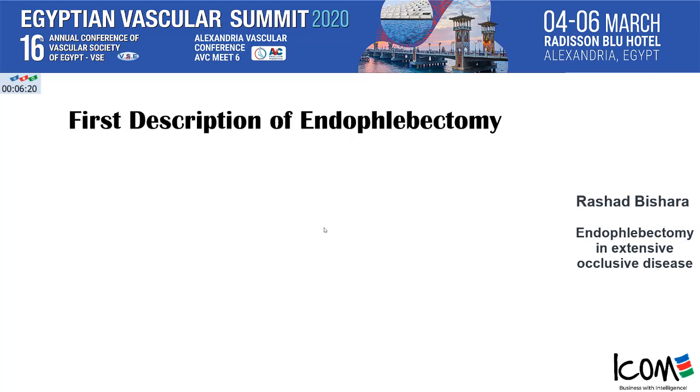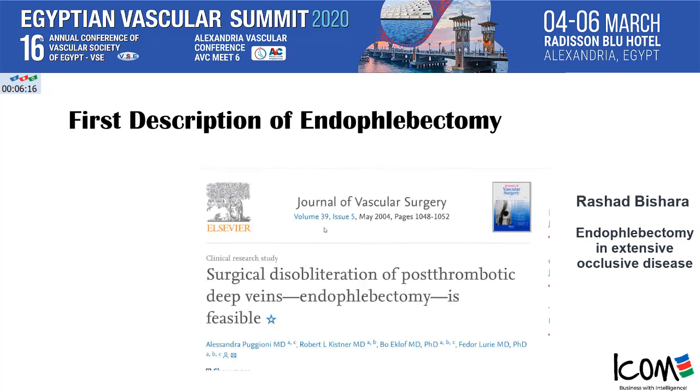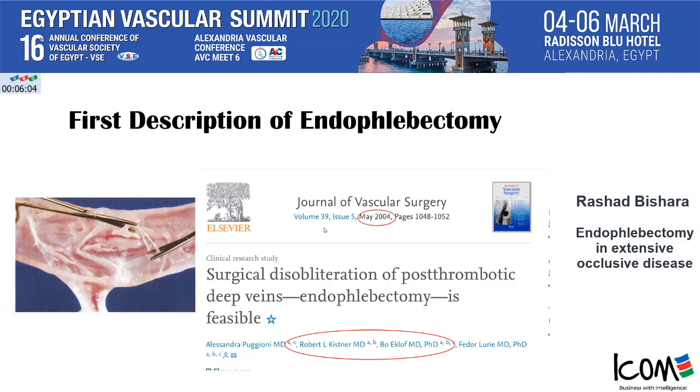Well, if we go back, the first description of endophlebectomy was by the fathers of deep venous disease, Robert Kistner and Bob Eklof, and this was in 2004. And they described surgical disobliteration of the deep venous system. They used this on the common femoral vein and the femoral vein.